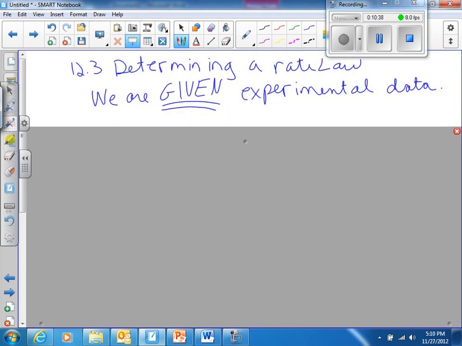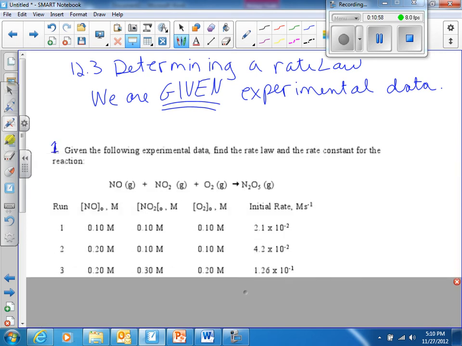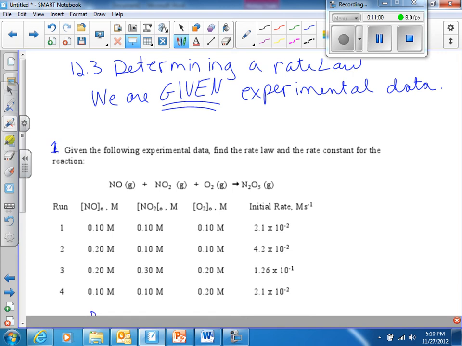Section 12.3. How do we get a rate law? How do we get one? That's section 12.3, determining a rate law. In order to determine a rate law, you have to be given experimental data. Or if you're a researcher and you want to determine the experimental rate law, you actually run a bunch of experiments. And this is the kind of data you get.